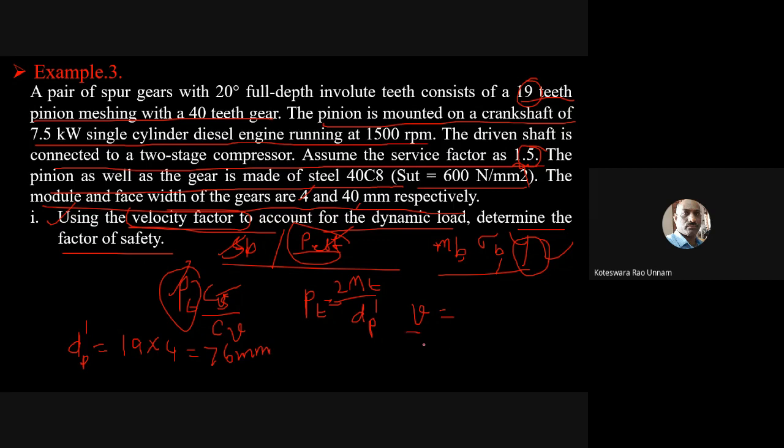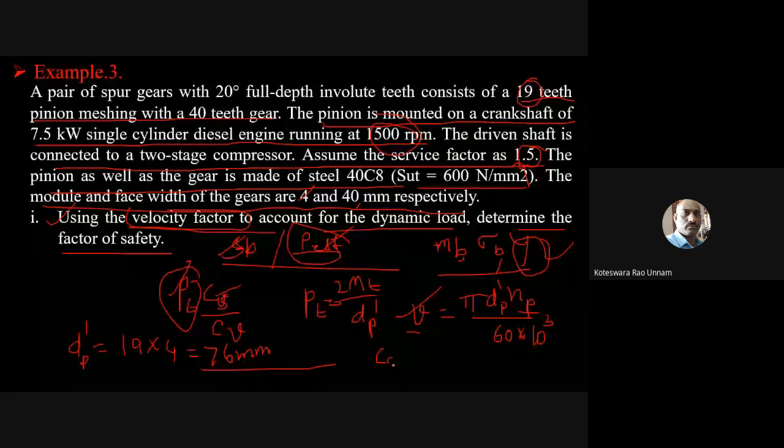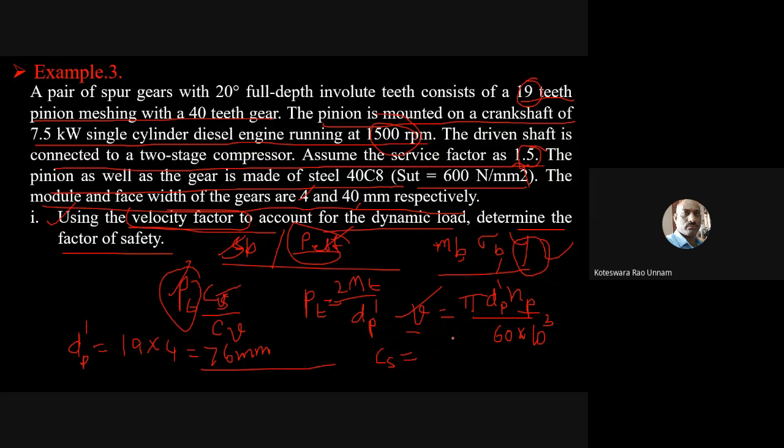Then you can calculate V. V is nothing but pi dp dash Np divided by 60,000. This is the formula we are using. In this, dp dash is 76 and the pinion speed is given as 1500 rpm. So everything is known, you can calculate V. Once you know the V value, based on its value you have to choose the formula for CV, whether it is 3 by 3 plus V, or 6 by 6 plus V, or something like 5.6 divided by 5.6 plus root V. You can choose the CV value.